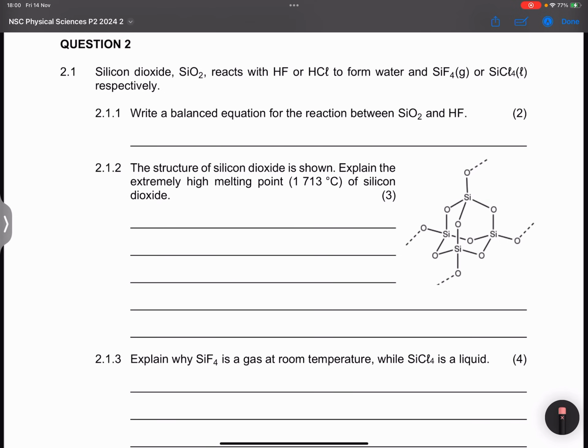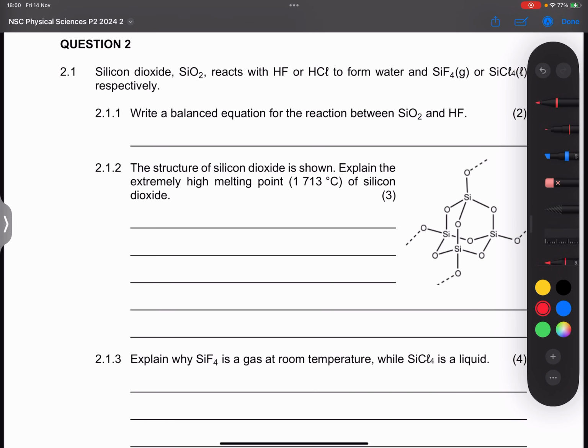Good day once again, everybody, and we are back together. So, we are looking at question number 2, and this is on chemical bonding. This is the part that you guys kind of dread. I know it's a lot of theory, so let's dive right into it so that we can get to the right answers.